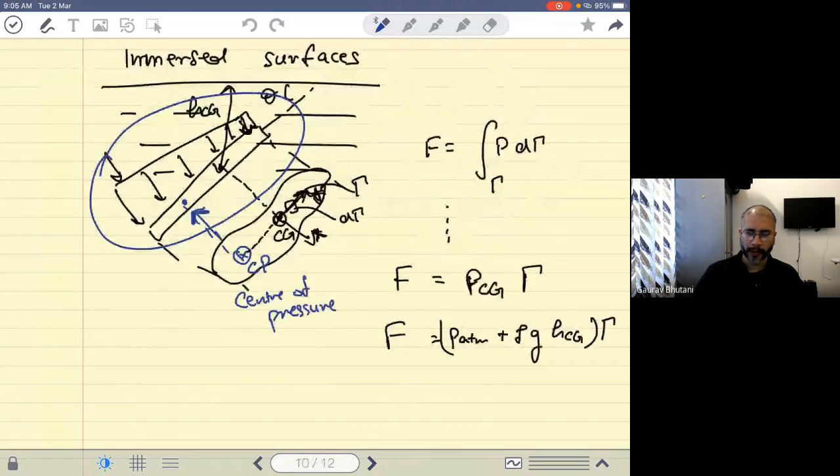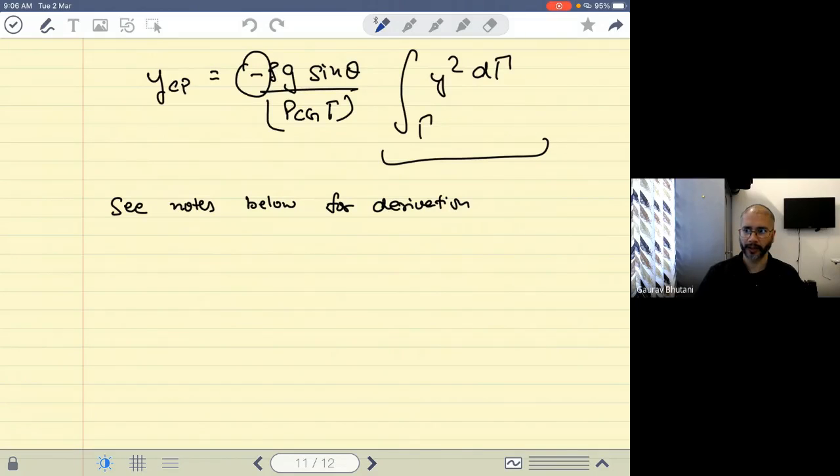Okay, then we moved on to immersed surfaces. So if you have a surface that is immersed in a liquid at an angle, or in a fluid at an angle, then you have to find the net force as an integral in this case. And when you do that, you will figure out, that was left to you, that the net force acting will be equal to the pressure at the center of gravity of the surface times the total area. So that makes our lives much easier if you have to calculate things.